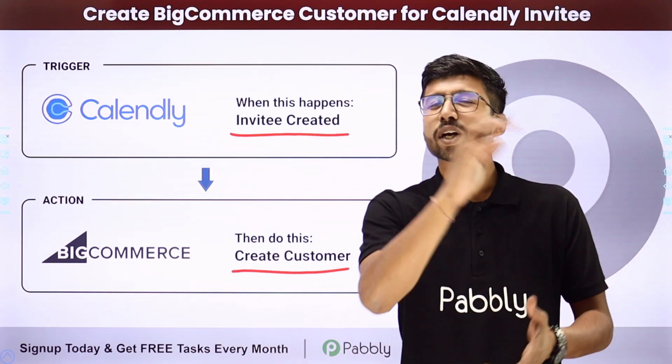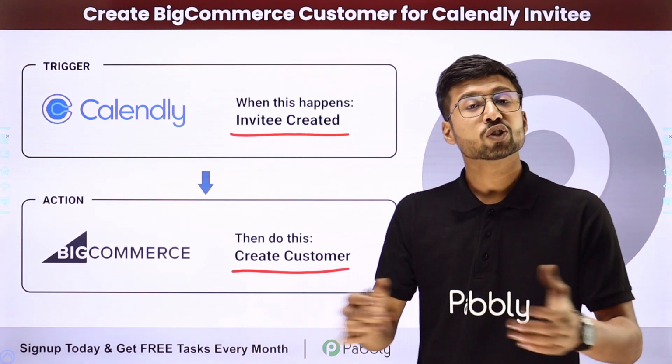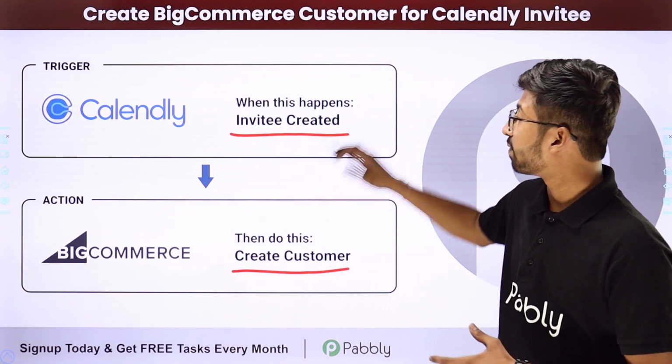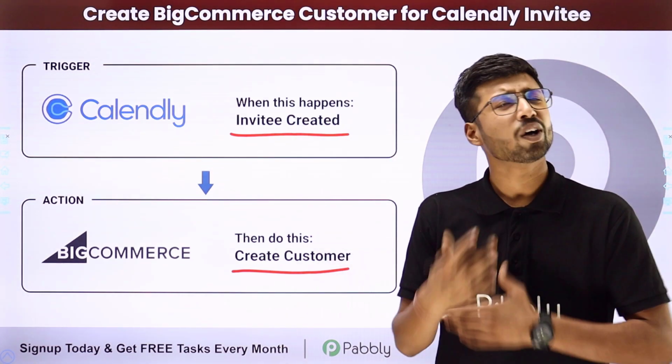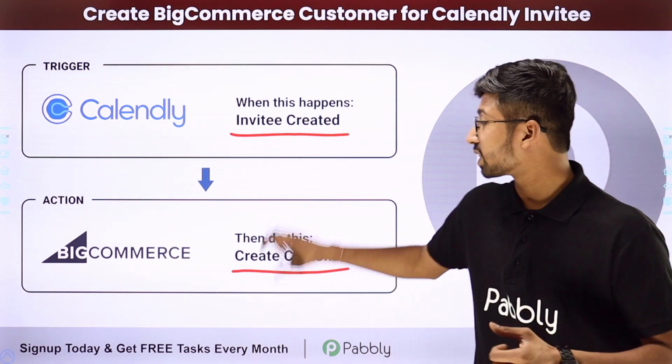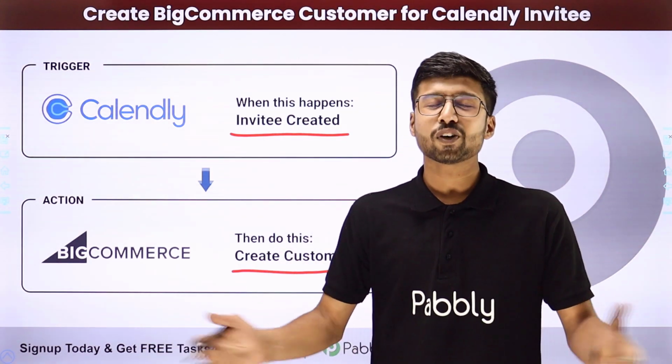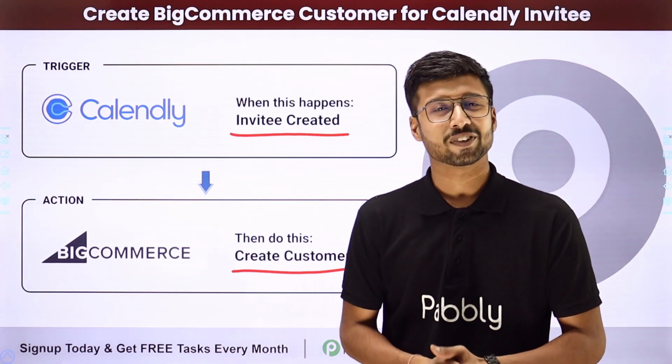So let me tell you, you can completely automate this process. In this automation, we are going to connect Calendly with BigCommerce in such a way that whenever an invitee is created in Calendly, automatically the same person will be added as a customer in BigCommerce. Now, if you want to know how you can set up this automation, you just have to come with me to my screen.